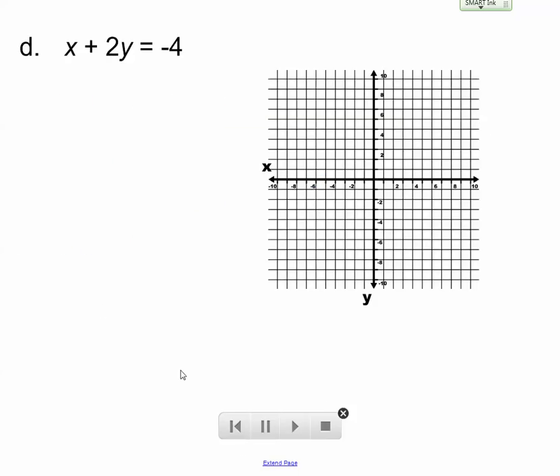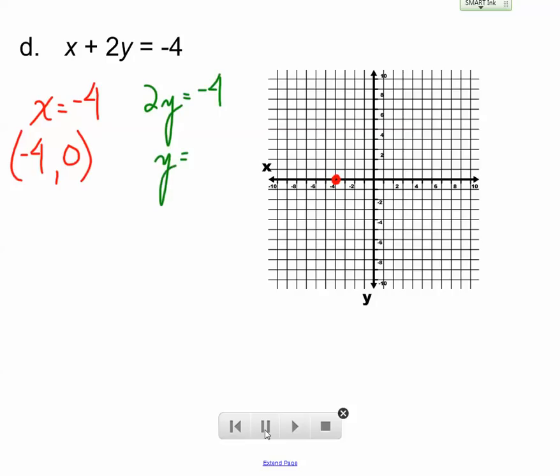One more time. X plus 2y equals negative 4. Drop the y term, we get x equals negative 4, and we've got an x-intercept, negative 4. And then drop the x term, we get 2y equals negative 4. Divide both sides by 2, and we get our y-intercept, (0, negative 2). Draw a line through those 2 points.